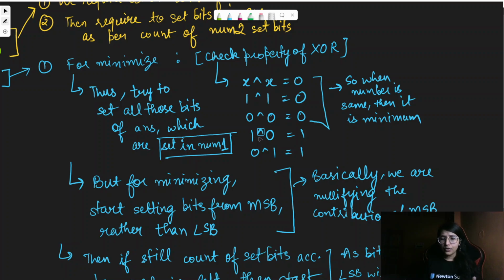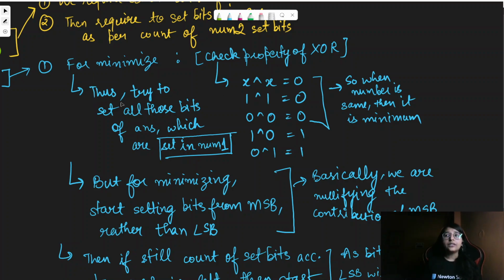But if you do XOR of 1 with 0, it's 1, and 0 with 1, it's 1, right? So now here the thing is that we are required to make that answer either equal to nums1 or something which is nearer to nums1. So in that context, we are required to move ahead. When the number is the same, then it is the minimum. That is the thing which we concluded from these properties.